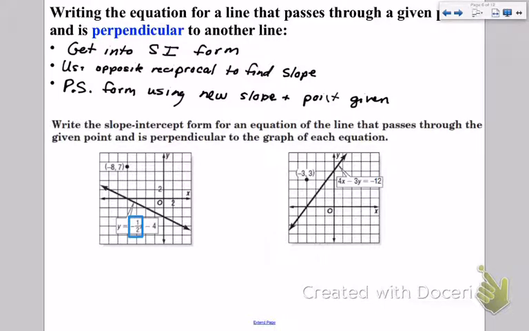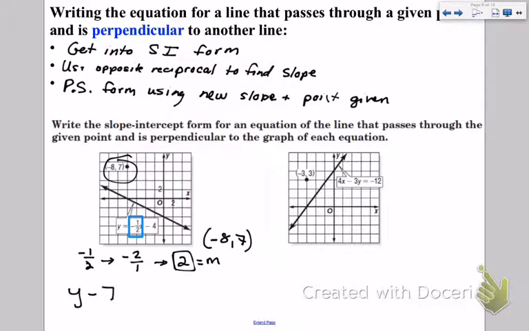So we need to flip it. So negative 1/2, flip it, goes to negative 2/1, and multiplying it by negative 1 gives us positive 2 for our slope. Then the point given is negative 8, 7. So then we just write an equation in point-slope form. Y minus 7 equals our new slope, 2, times x minus negative 8, which is x plus 8.